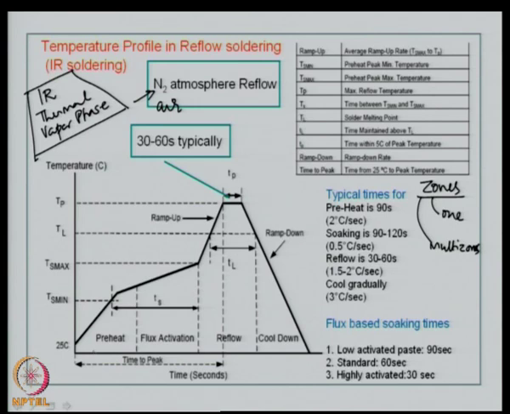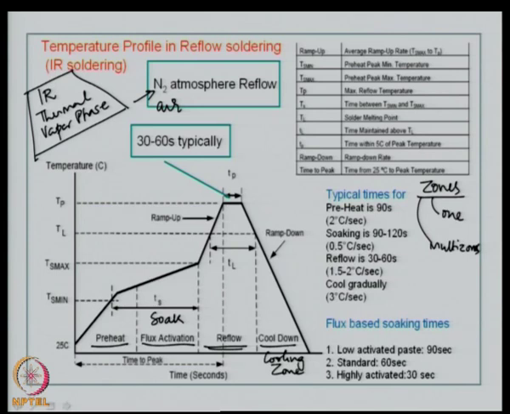Now, you can see the terms here: preheat, that is a preheat zone, flux activation, or you can call it as a soak zone. Then you have the more important reflow zone, and then finally a cooling zone. Now, typically in industry, huge machines are available with zones perfectly defined. That means, the board will first go through the preheat zone, then the temperatures will vary for the flux activation zone, and then it will go into the more important reflow.